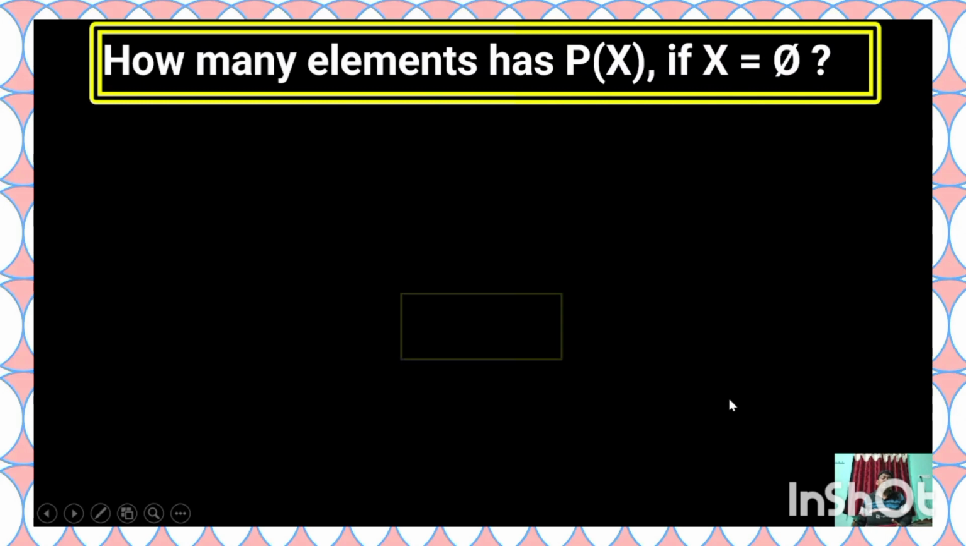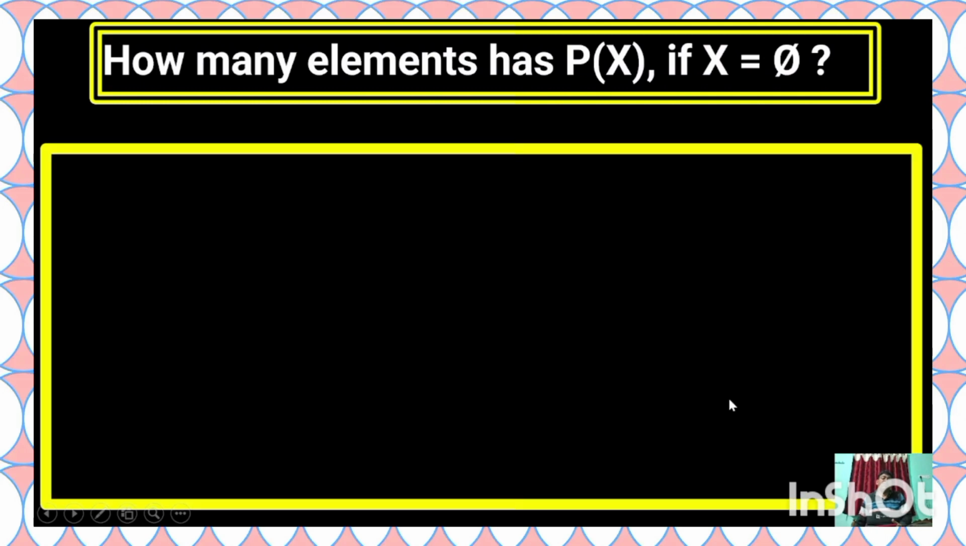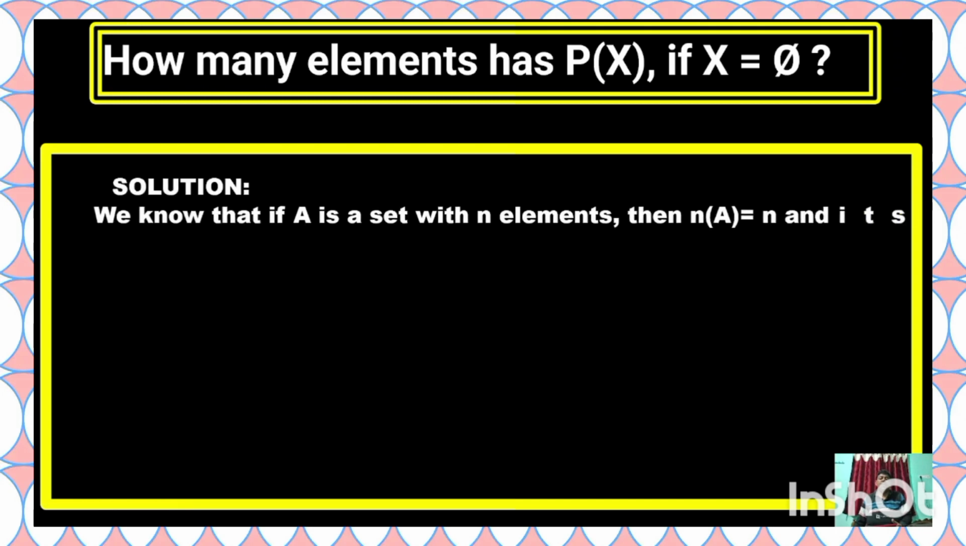Here is another fundamental problem. I am discussing how many elements the power set of X has if X is a null set. We already know a null set means what? No element. And we know that if a set has n elements, then the cardinality of the set is n, and the cardinality of the power set is 2 to the power n. Already discussed in question number 1, first statement, we proved.